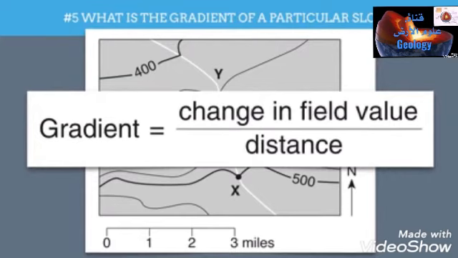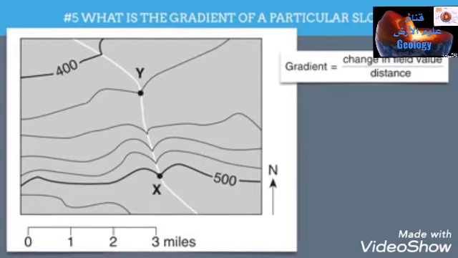This can be found in the Earth Science reference tables. Now, in this case, field value refers to the elevation. So we want to know how much does the elevation change over a given distance. So let's say we want to find the gradient between points x and y. Well, I have to find the elevation of x and y.